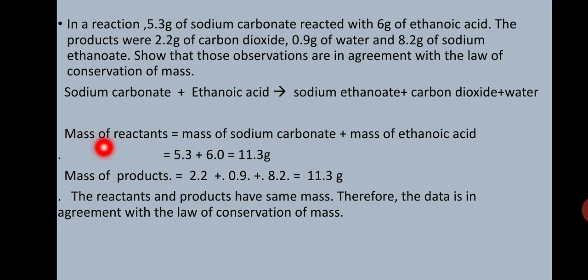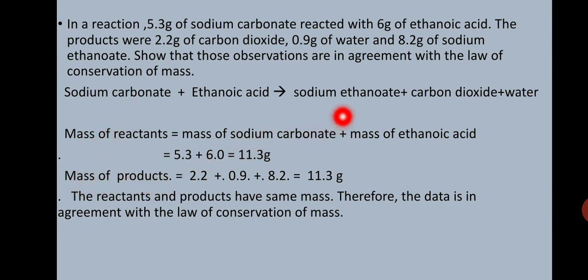Okay, next step is to find out the mass of the reactants. So write mass of the reactants: mass of sodium carbonate plus mass of ethanoic acid. Then substitute the values. Mass of sodium carbonate 5.3, mass of ethanoic acid 6. By adding these two, we get 11.3 gram.